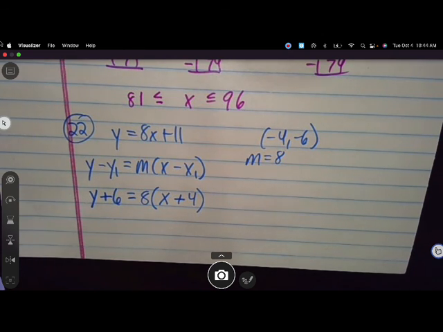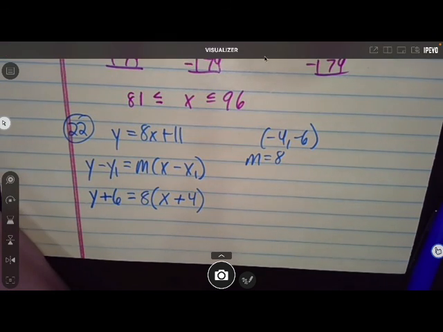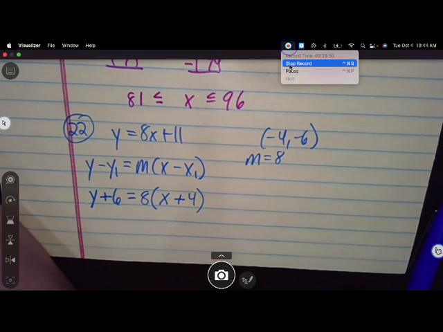Are we ready for 23? Not yet. Oh, the bell's about to ring. So we actually just need to stop here. Y'all work on this at home. We can finish it tomorrow and you can take your test whatever day.